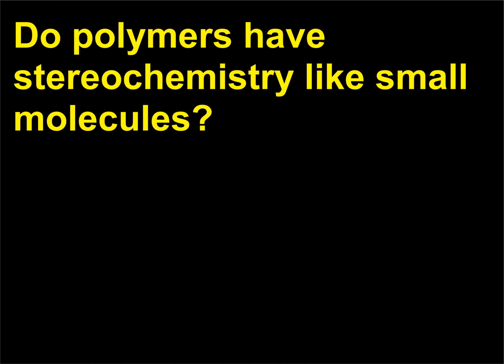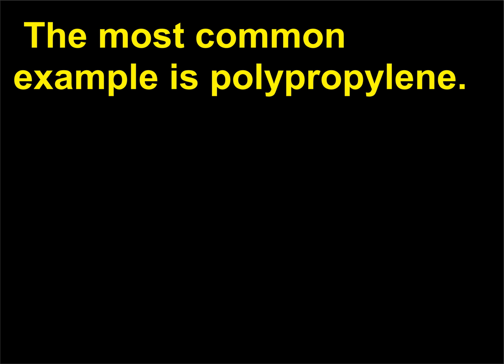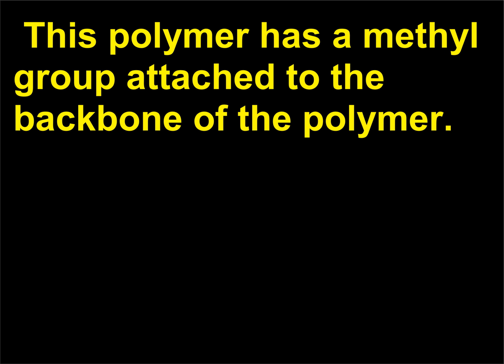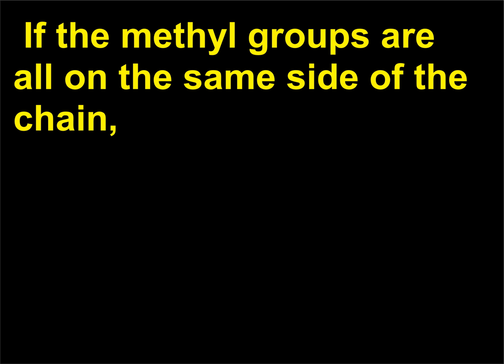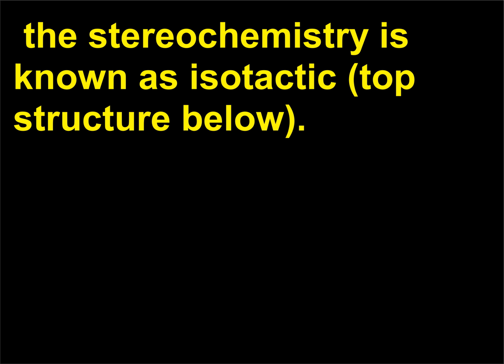Do polymers have stereochemistry like small molecules? Yes. The most common example is polypropylene. This polymer has a methyl group attached to the backbone of the polymer. If the methyl groups are all on the same side of the chain, the stereochemistry is known as isotactic, top structure below.